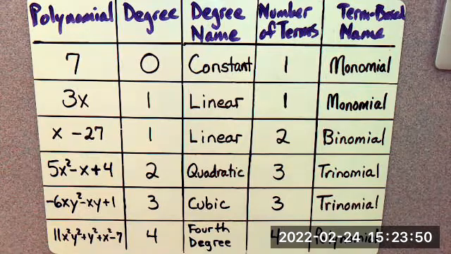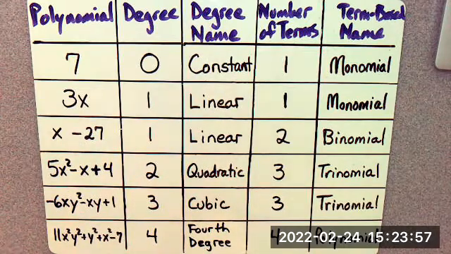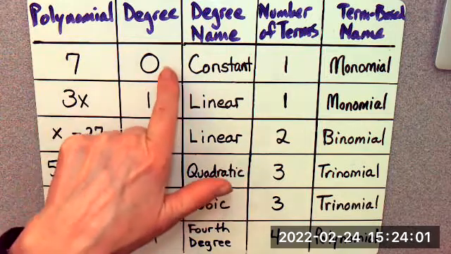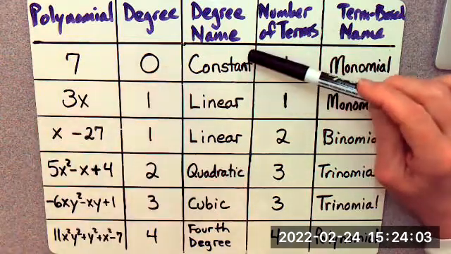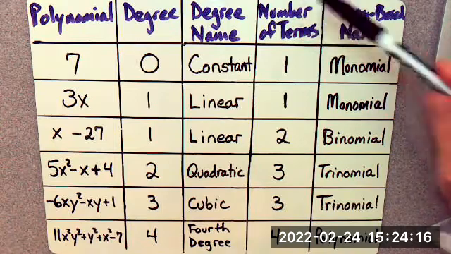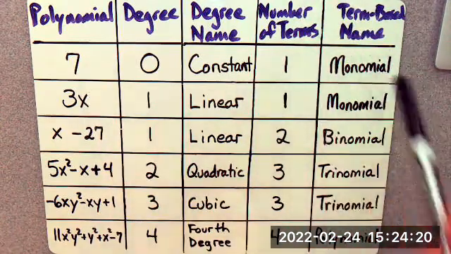All right, so if I have a polynomial that's 7, remember that's the same thing as 7x to the 0, so it has a degree of 0. It's considered a constant because it's unchanging. It's always going to be 7, no matter what variable x is, because if it's 3 to the 0, it's 1. If it's 5 to the 0, it's 1. And there's only one term. So the number of terms is 1. So it's a monomial.